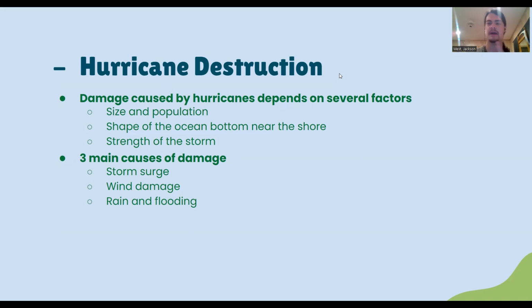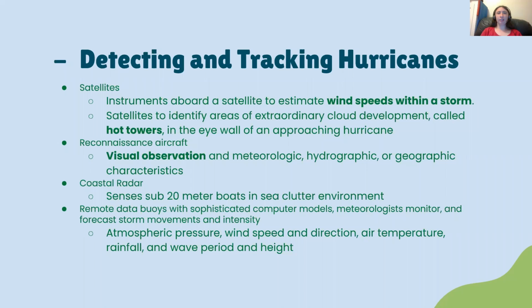Those are the main points of hurricane destruction, and that's all I have for you. Now that we have discussed the damages that a hurricane can cause, let's discuss the tracking and detecting of hurricanes. The predicted path of a hurricane is called the track forecast.